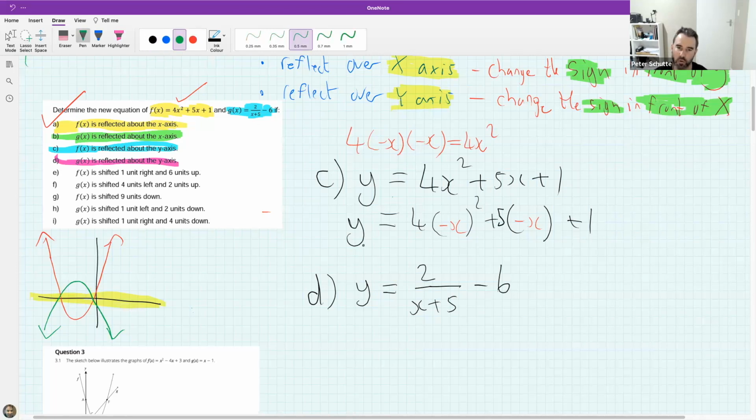And so I see some of you have minus 4x squared, but I would disagree. I would say that the first bit here is 4x squared. Now, what is the rest going to be? Well, the rest is going to be a little bit easier. It's going to be minus 5x plus 1.